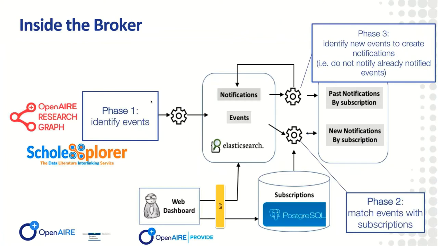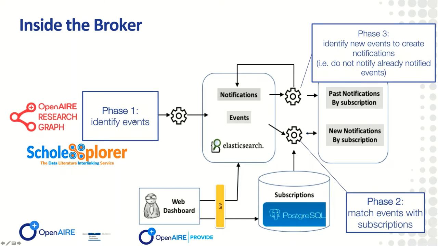There is an architecture behind the broker service, but everything starts from the analysis of the information space built by the OpenAIRE aggregation system, so the OpenAIRE Research Graph and the Explorer. Let me tell you that they consist of two, for the moment, independent information spaces constructed using two different aggregators. In the first phase, there are dedicated algorithms that identify events. These algorithms are tailored to capture information that can be relevant for the repositories that originally provided the bibliographic information.